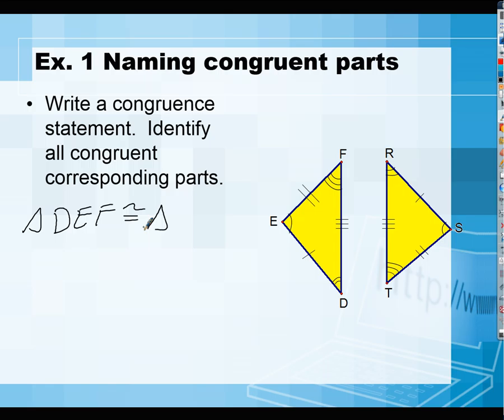Is congruent to R. Okay, good. Because D goes with R. Good. So we get R, S, T. Make sense? Okay.